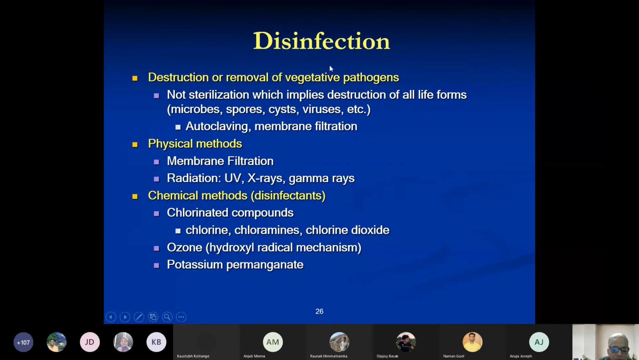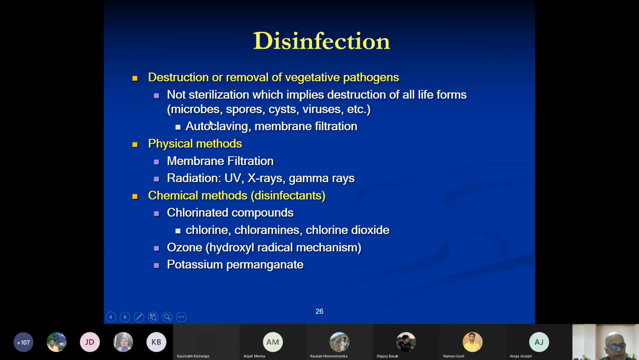Then we come to the last process, and the last process is disinfection. So disinfection is the destruction or removal of vegetative pathogens. Vegetative means the ones that are capable of reproducing, and pathogens means disease-causing organisms. So we want pathogens that are reproducing to be thrown out of this water. So either we do it by chemical agents or we use physical methods for removing them.